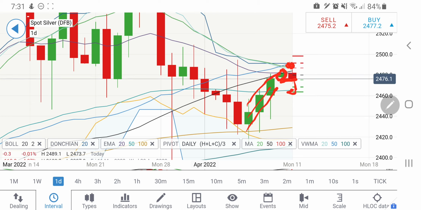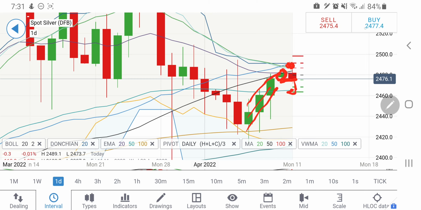Probably it may try to trade with slower downward momentum for the next couple of days and then rise from there. Yes, any long entry above 2490 is recommended. After that, I am going to remain bullish. We can expect 2500, 2520, 2550 levels also. So take your positions accordingly.